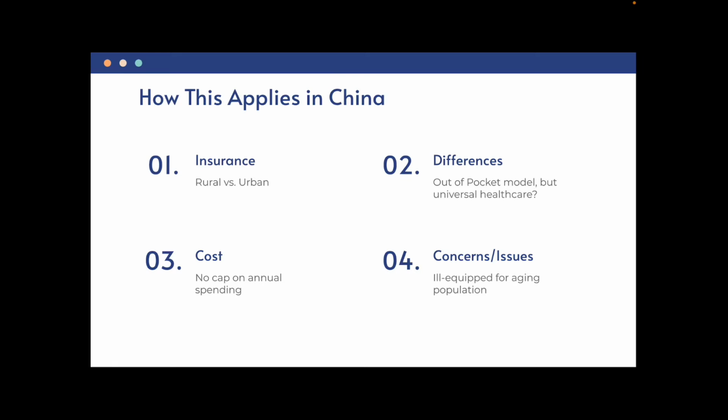There are definitely quite a few issues with China's healthcare system, the biggest one being the coverage for those in rural areas. Insurance doesn't cover what it needs to, and out-of-pocket spending can be very difficult to pay. In addition to these problems in the rural areas, the urban areas also have their own issues. They are ill-equipped for an aging population, especially those with chronic illnesses.